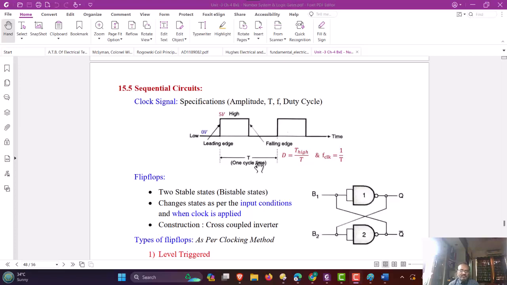So let us define the clock signal first. A clock signal is basically a logic signal having two states only, logic 0 and logic 1, as shown in the figure. Logic 0 corresponds to 0 volt and logic 1 corresponds to 5 volt. Here, the edge changing from 0 to 5 volt is called the leading edge, and the edge where the output is changing from high to low is called the falling edge.